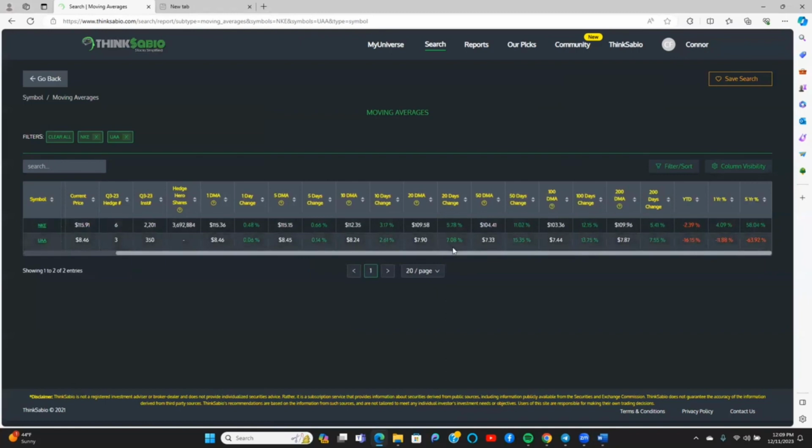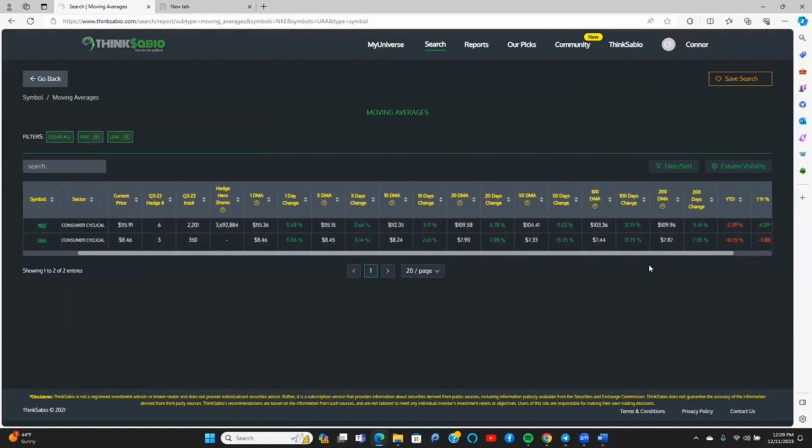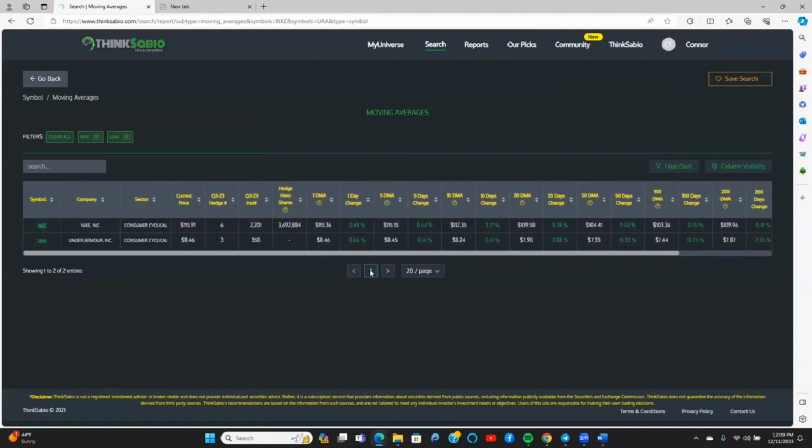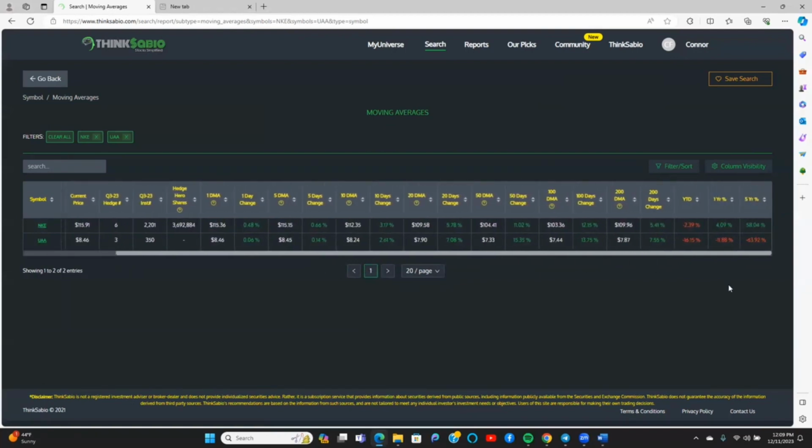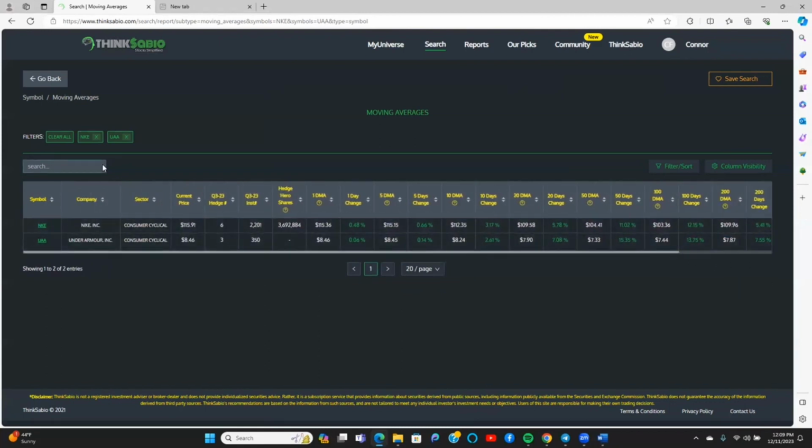So Under Armour has seen some growth over the last 20 days, 50 days, 100 days, more so than Nike. But then you look at year to date, 1 year percent, 5 year percent return, kind of measuring the current price versus 1 year ago or 5 years ago. It's clear that Nike's long-term performance is a lot better. So this helps you get the short term and the long term, in a side-by-side comparison. So it looks like Nike is a lot more expensive, but its long-term performance is a lot better. So that's something to factor in.